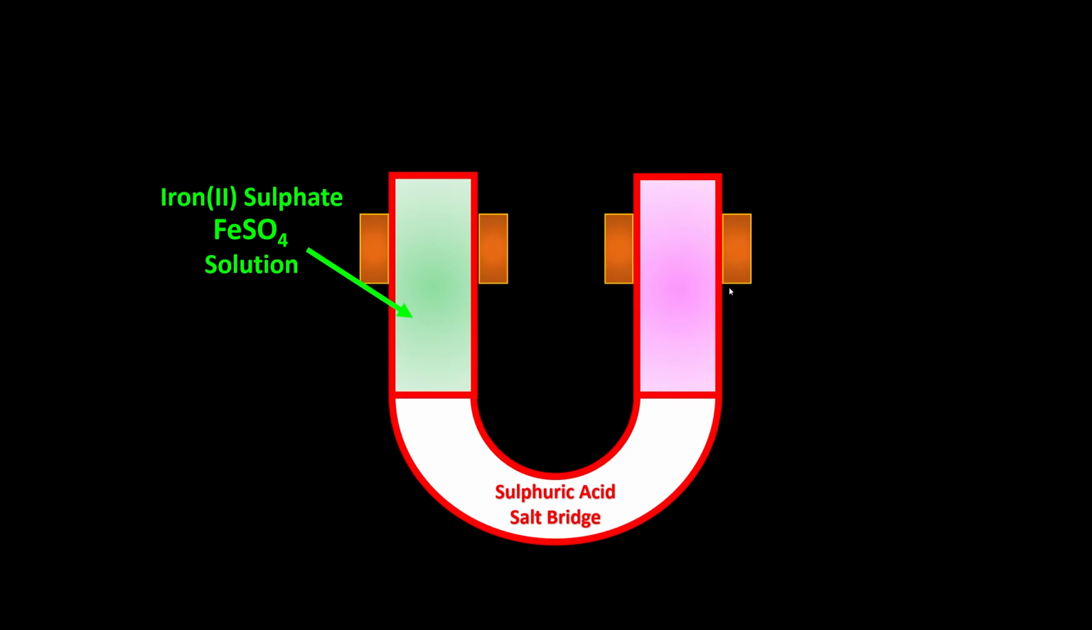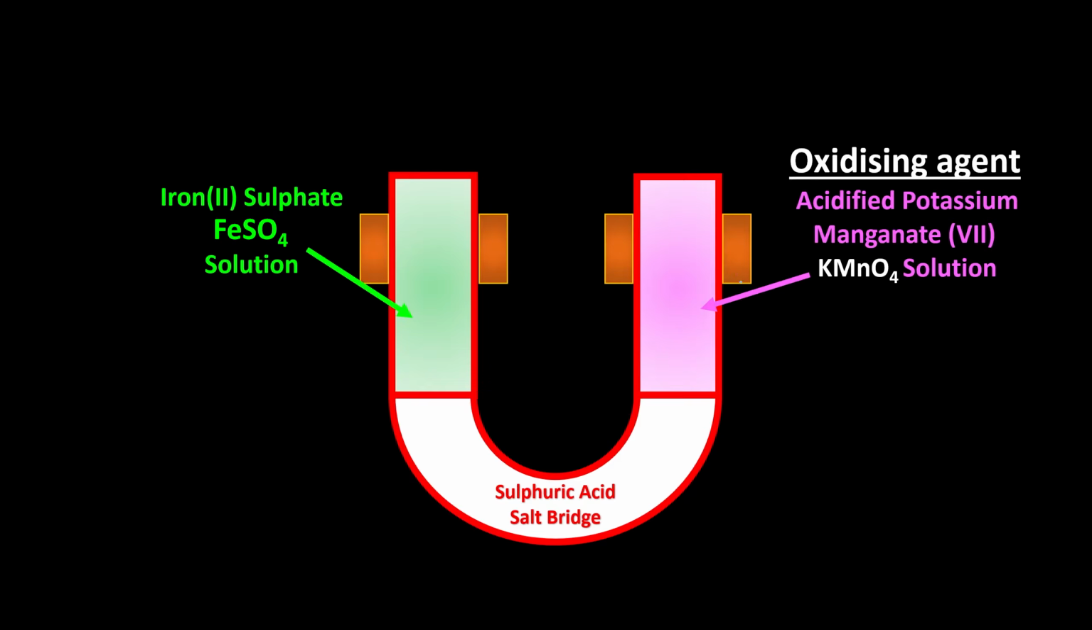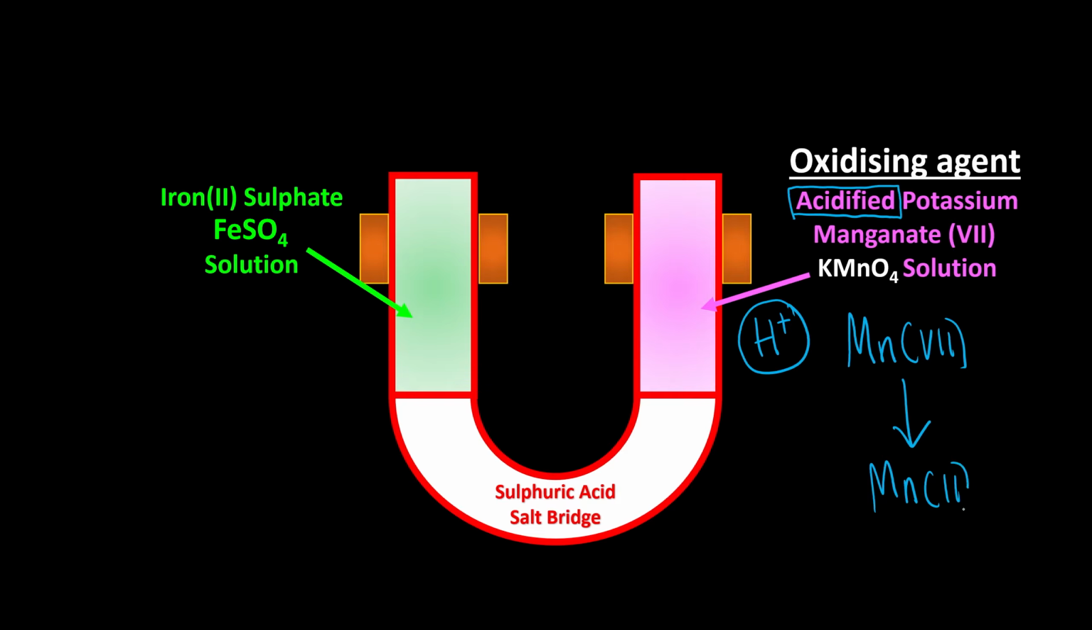And now we're going to fill up the right hand side arm with the oxidizing agent. And today, we're going to use acidified potassium manganate(VII) solution. Why must it be acidified? It is because we want to produce enough hydrogen ions so that we can reduce the manganese(VII) ions to the most stable state, which is manganese(II) ions.